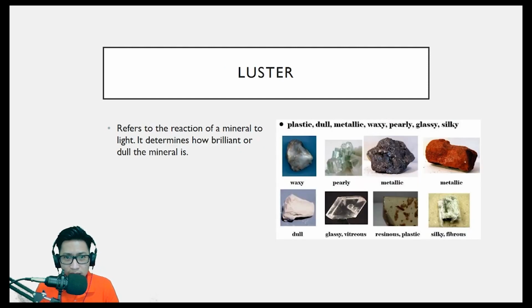The next is luster. It refers to the reaction of a mineral to light. It determines how brilliant or dull the mineral is. We have different types of luster. We have the waxy, pearly, metallic, dull, glassy, resinous, and silky or fibrous.